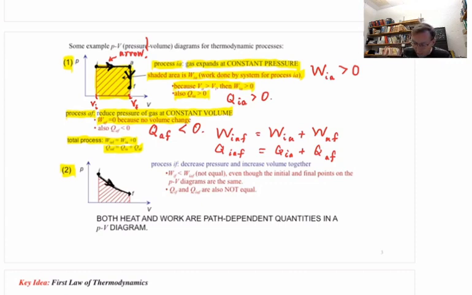How would you describe it in words? Decrease the pressure and increase the volume together. Both things happening together. The pressure is going down and the volume is going up. That's what the graph shows. How would you do that with the apparatus? Pause the video, think about it, come back when you're ready.